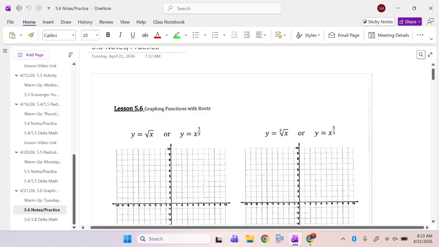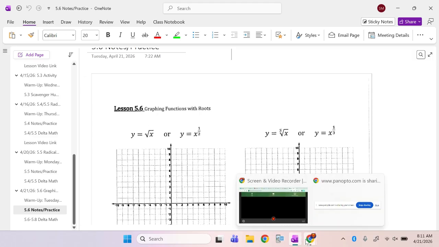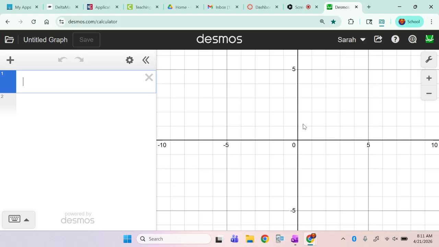All right. Now, one other thing that I want you guys to do, take out your Chromebook and have Desmos open, ready to go. Once you get it open, clamshell your Chromebook. So have it open, so when I tell you to have it up, it's ready to go.